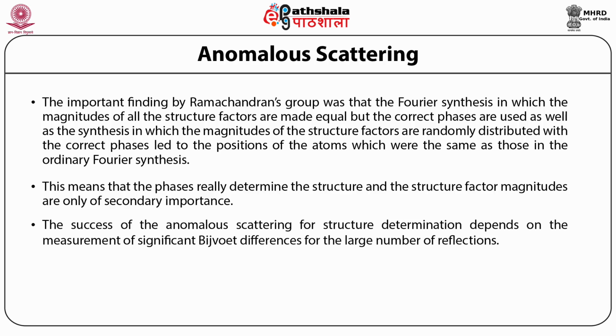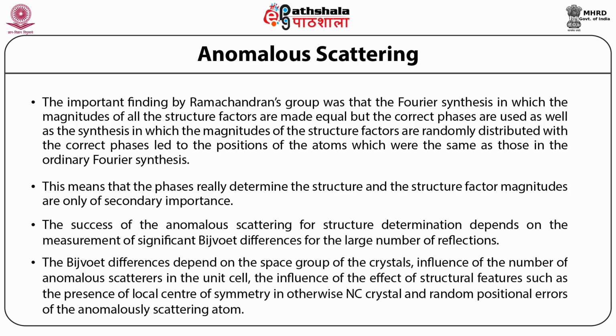The success of the anomalous scattering for structure determination depends on the measurement of significant Bijvoet differences for a large number of reflections. The Bijvoet differences depend on the space group of the crystals, the influence of the number of anomalous scatterers in the unit cell, the influence of structural features such as the presence of local center of symmetry in otherwise non-centrosymmetric crystal, and random positional errors of the anomalously scattering atoms.